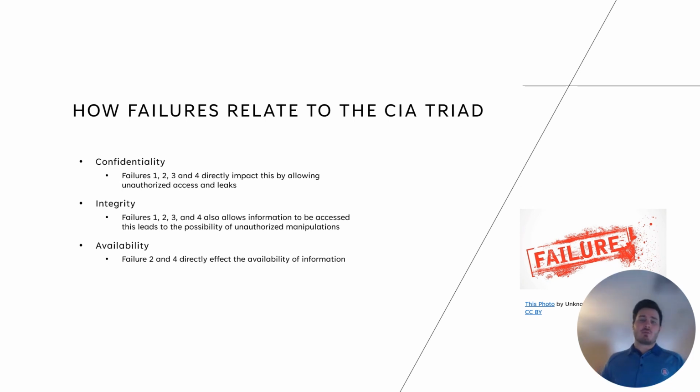Only failures 2 and 4 are directly related to availability. Those are the only 2 that have a direct impact on how the information is accessed, because if your network connectivity is not very good, then you're not going to be able to access the information as you need. And if you can't get into the cloud where your information is, then you will have an issue with your availability there as well.